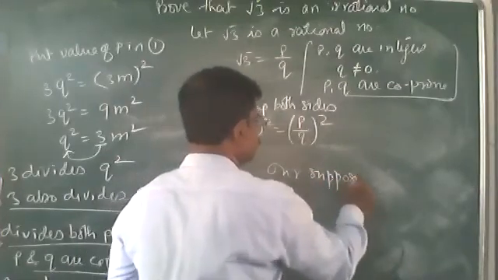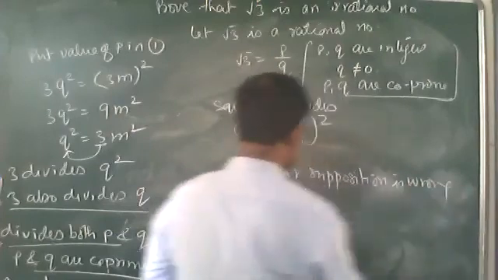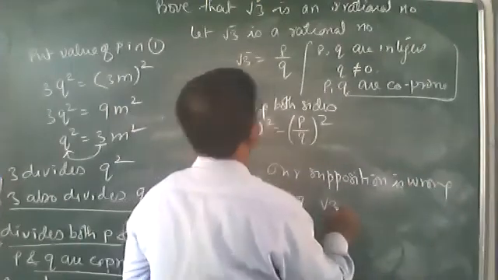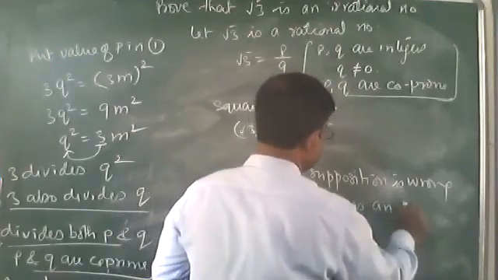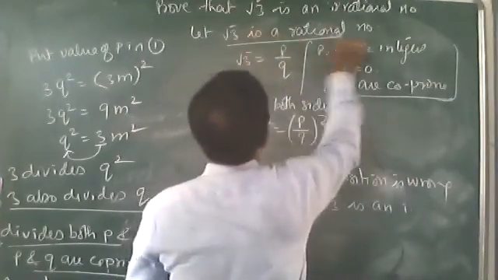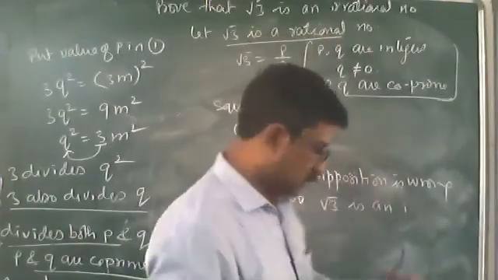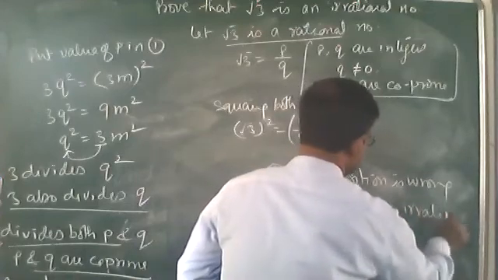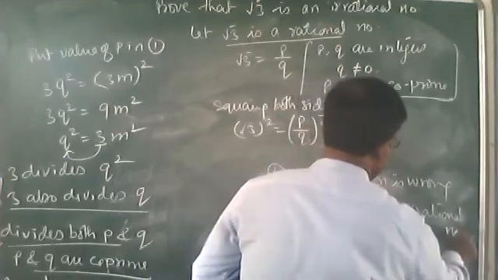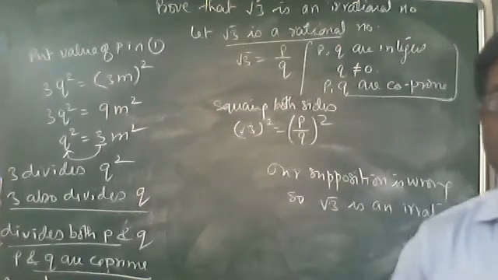Whatever we have supposed is wrong. So root 3 is an irrational number. We have supposed root 3 is rational, but that supposition is wrong. And if it is wrong, then root 3 is irrational. That's it. This question is done.